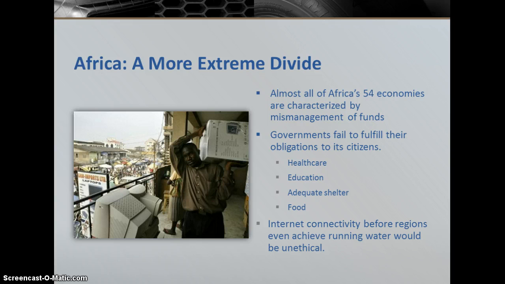Almost all of Africa's 54 economies are characterized by mismanagement of funds and the governments failing to fulfill their obligations to its citizens. Healthcare, education, adequate shelter, and food are out of reach for much of the population. To have internet connectivity be a priority in a region that has yet to even realize clean running water for its people seems unethical. These circumstances combined weigh down the possibility of bridging the digital divide, even if there are people that can afford a reasonable internet connection.